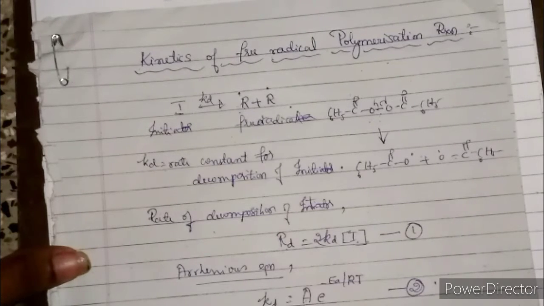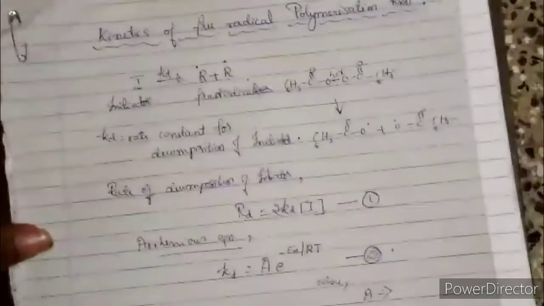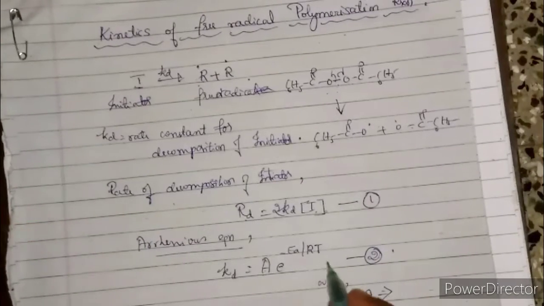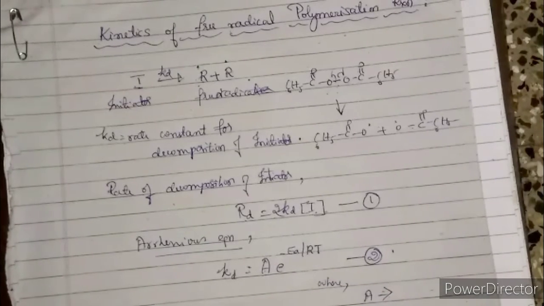You need to write every term here: what is the frequency factor, what is Ea, the activation energy, what is R, the real gas constant, and T is the temperature. After writing every equation, you need to write the terms that are involved in that equation.